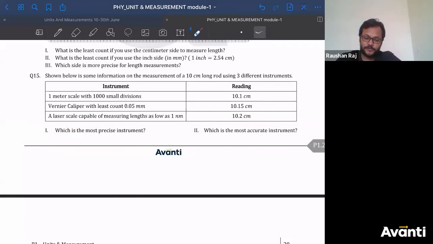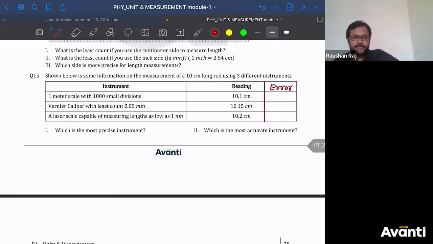True value is what? 10 centimeter. Measured values are given here. True value is 10 centimeter. Measured values are given here. Tell me which is the most precise instrument and which is the most accurate measurement. Come on guys, you can do it. Please attempt this honestly. Answer quickly.